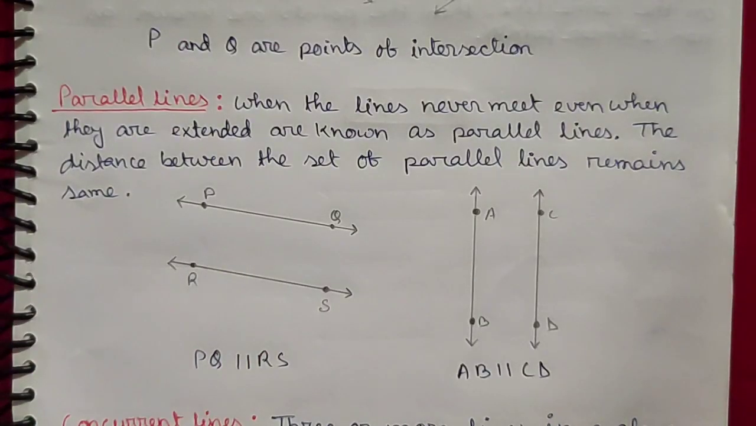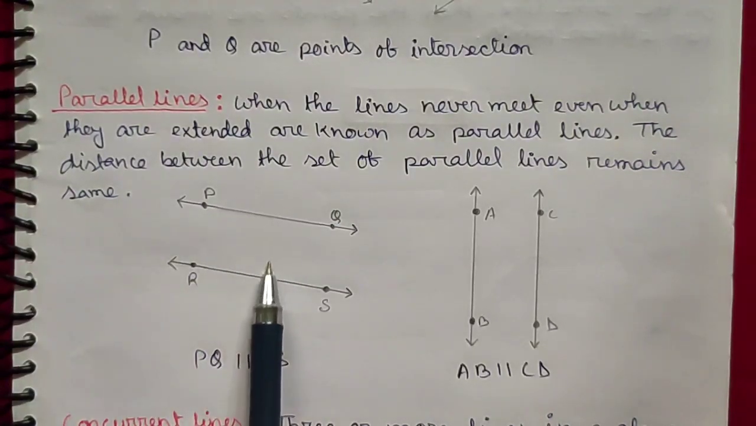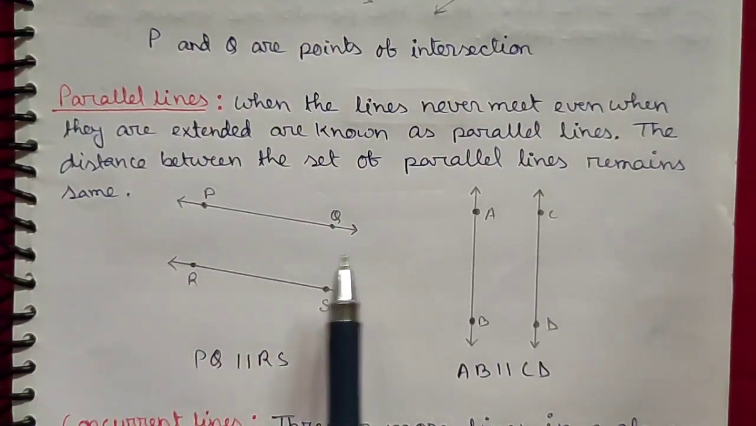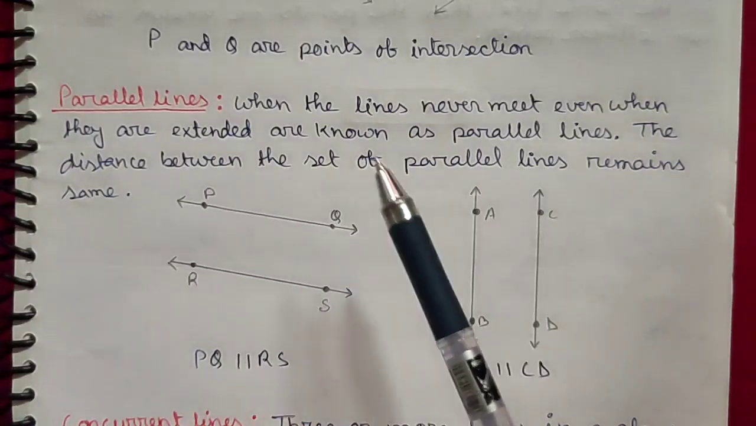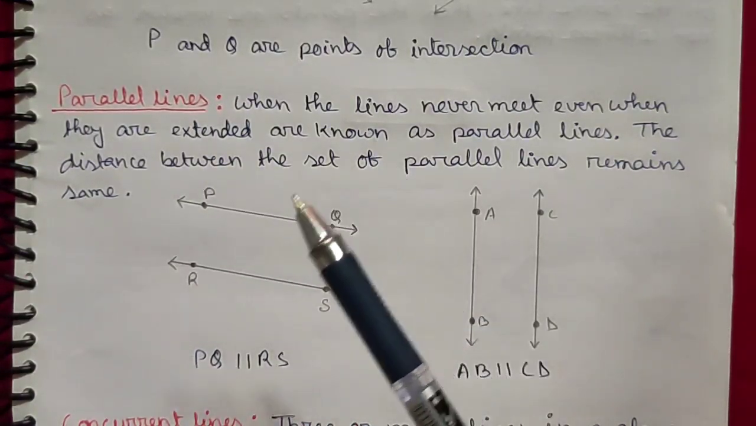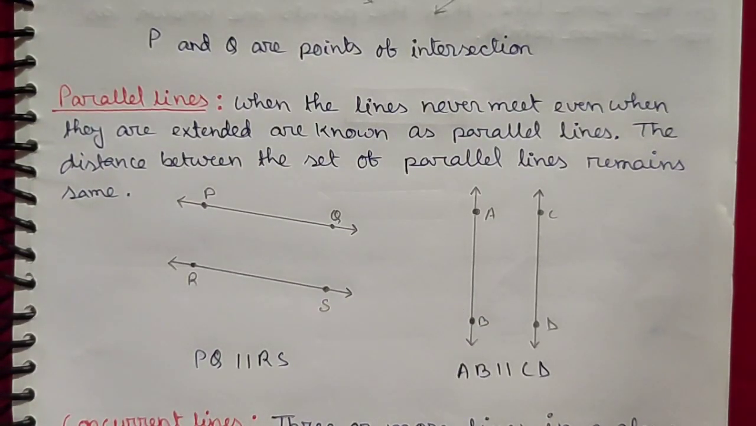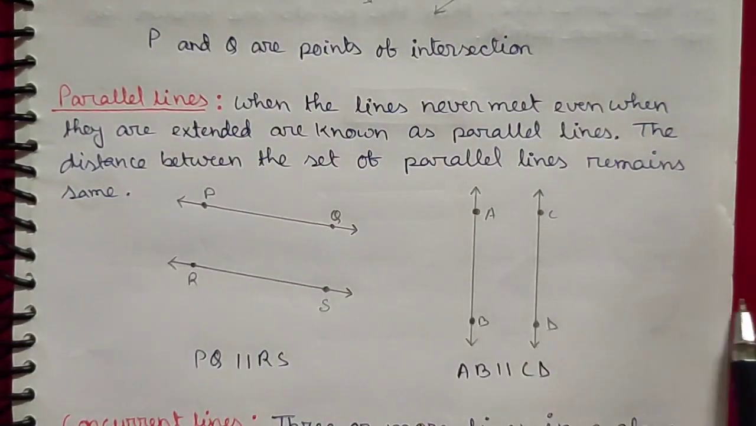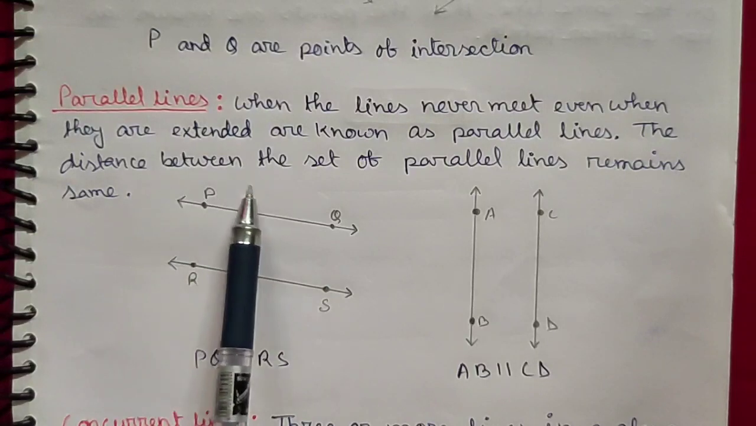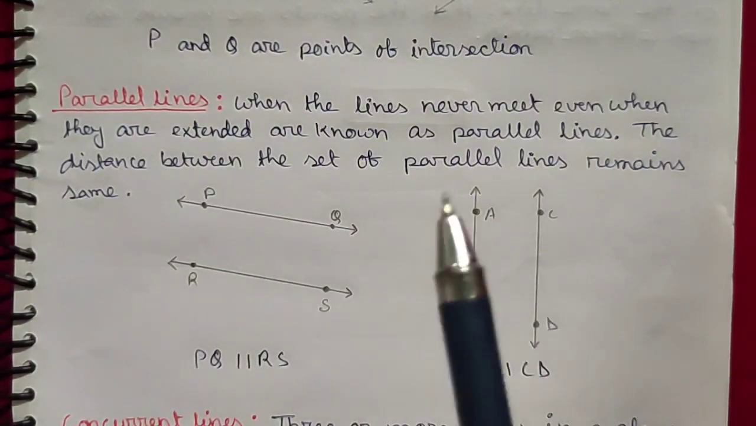What was the second case? Virat would have drawn a line like this, keeping some equal distance between the lines PQ and RS. So when there is equal distance, this pair of lines forms parallel lines. Can we say parallel lines like this? When the lines never meet. If we extend this line to this side, and we extend this line also to this side, will these lines meet? No, these lines will never meet.